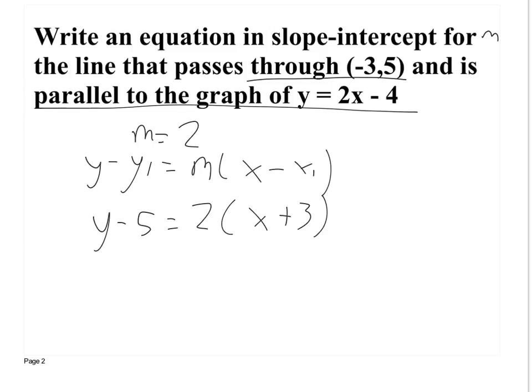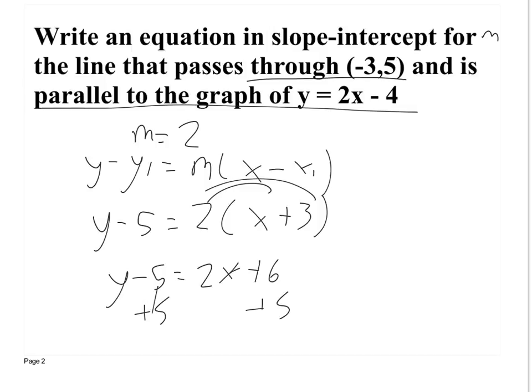Now someone tell me, what do I do? Okay, I distribute, get 2x plus 6, and y minus 5 on the other side. Then what? Add 5 to both sides, good. So here's my equation, slope-intercept form for the line that passes through -3, 5 and is parallel to y equals 2x minus 4. It's y equals 2x plus 11.